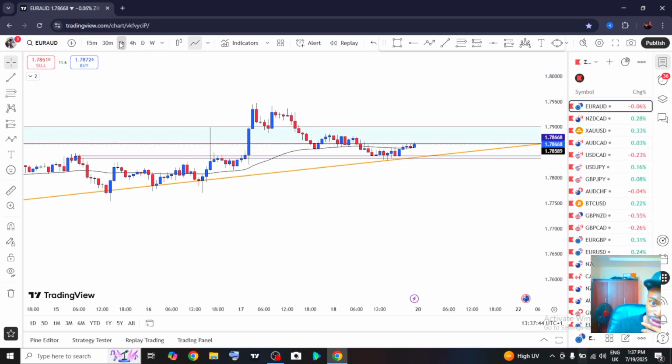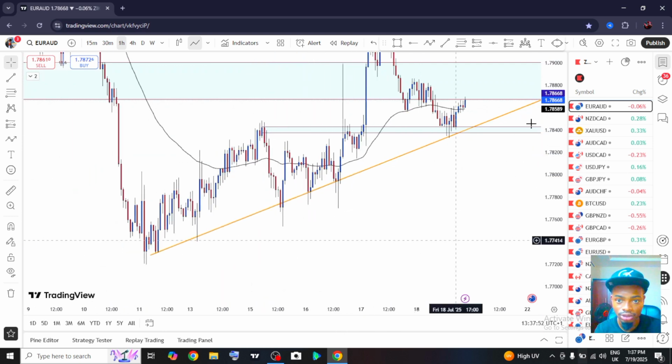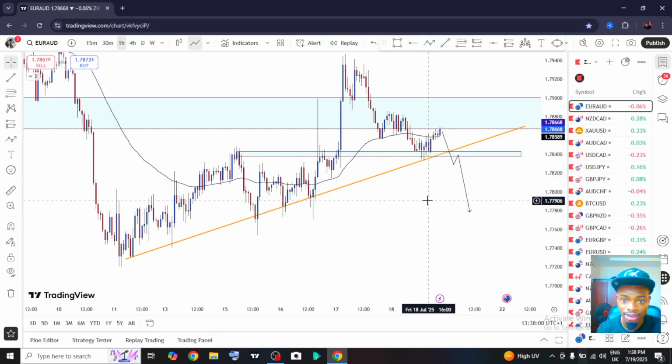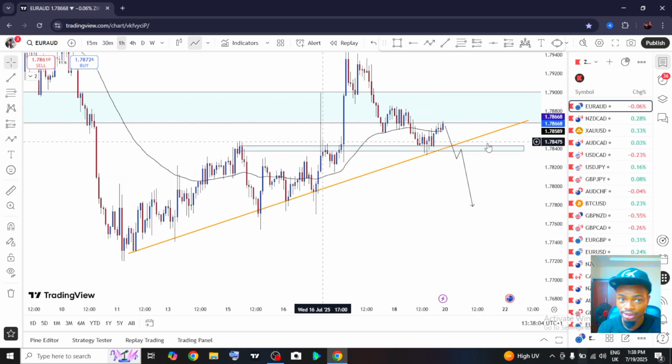On the 1 hour time frame, which is the entry time frame, I'll simply be waiting for a break and retest under this minor support area to sell. I'll be looking for something like this, for me to continue selling with the market. But if price decides to push up from here, then I'm no longer interested in this pair.